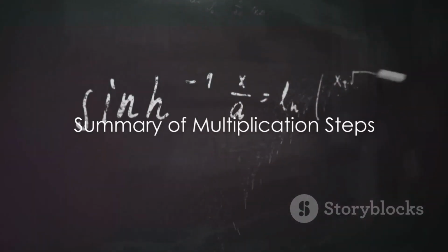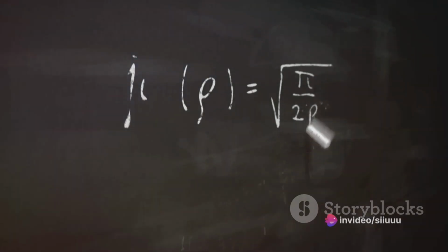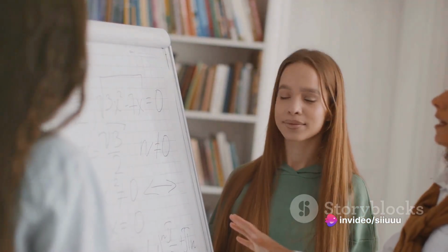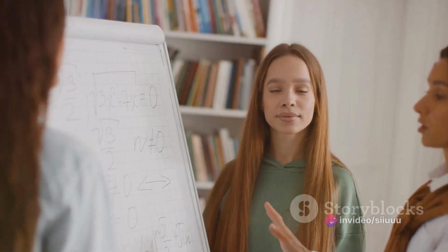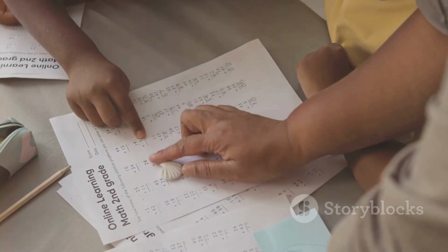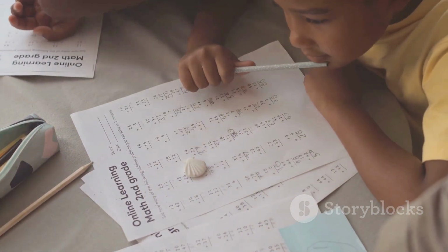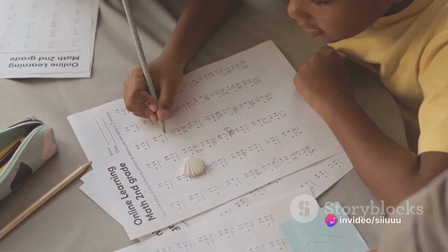So to summarize, multiplication is a straightforward process once you know the steps. 1. Identify the numbers you need to multiply. These are your factors. 2. Think of multiplication as repeated addition. 3. If you're multiplying 2 multi-digit numbers, write them one below the other with the larger number on top.